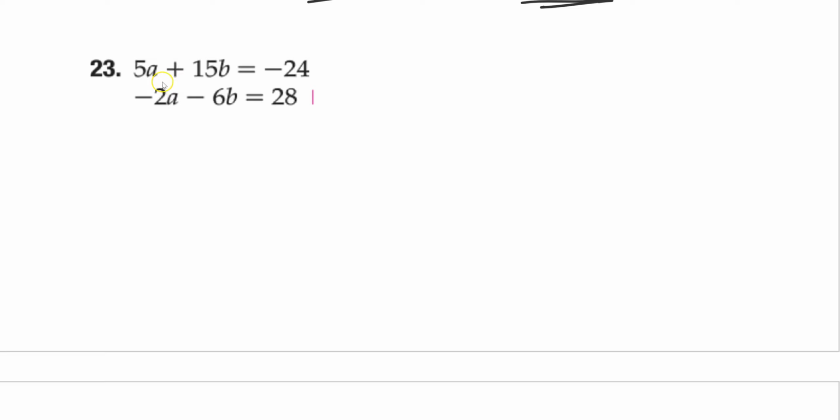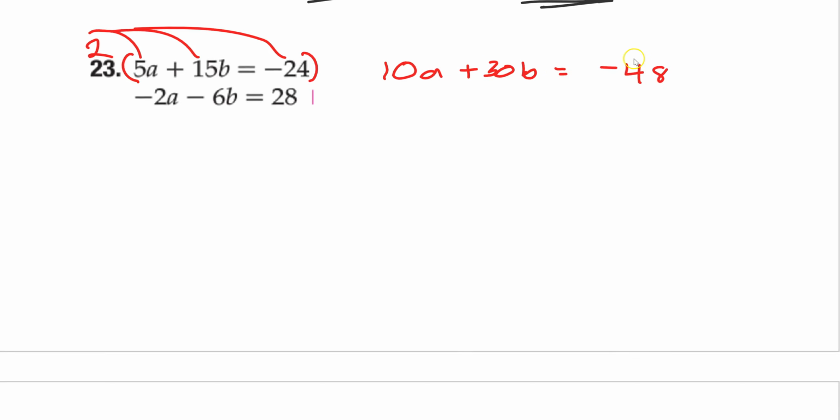Let's get rid of the a's because they're already different signs. That's going to help me out. So if I want to cancel these out, I gotta find what number they both go into, and 10 is the lowest common multiple of these two. So multiply 5 by 2 to make that a 10. I'm going to get 10a plus 30b equals -48.